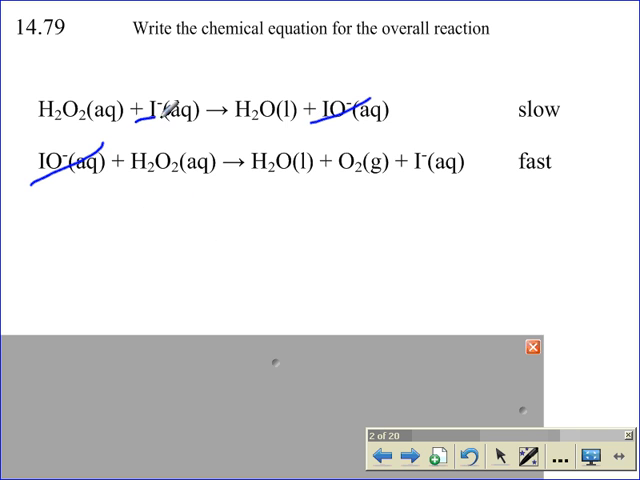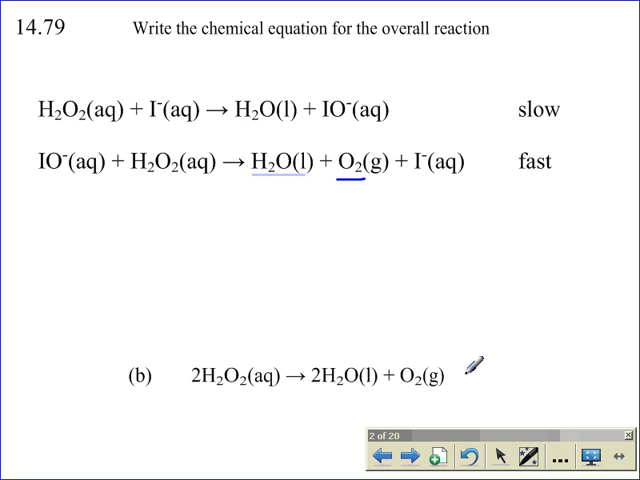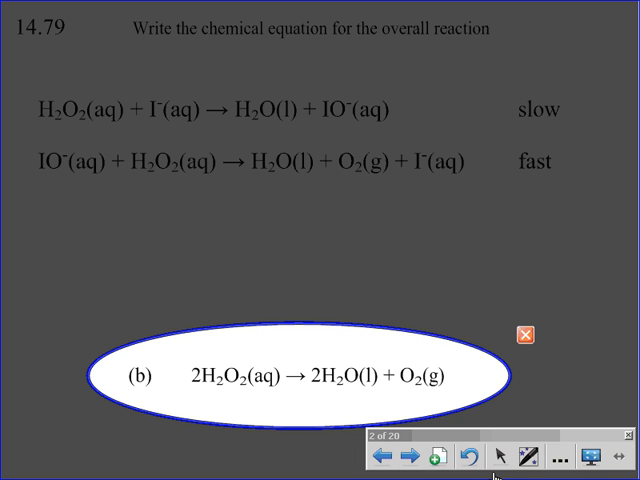The same thing is going to happen with this, the iodide. It's in both reactants and products, so it will cancel out. So that means I'm going to have 2 hydrogen peroxides making 2 waters and 1 O2, 1 oxygen. So just by removing all of the ones that appear as both reactants and products, I get the overall reaction.